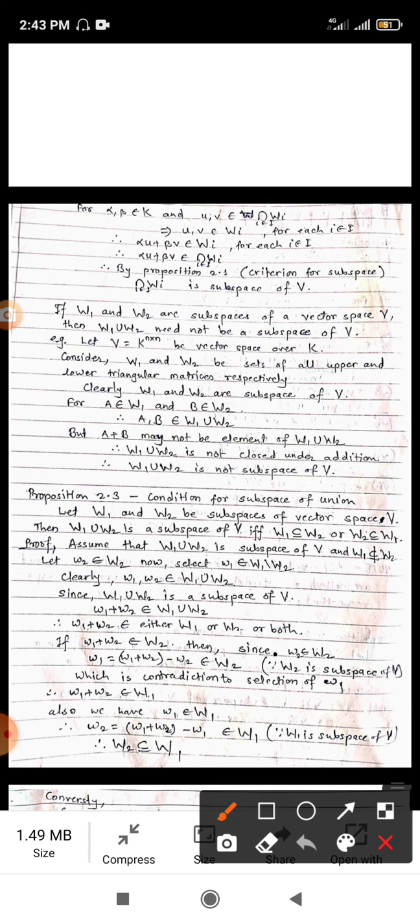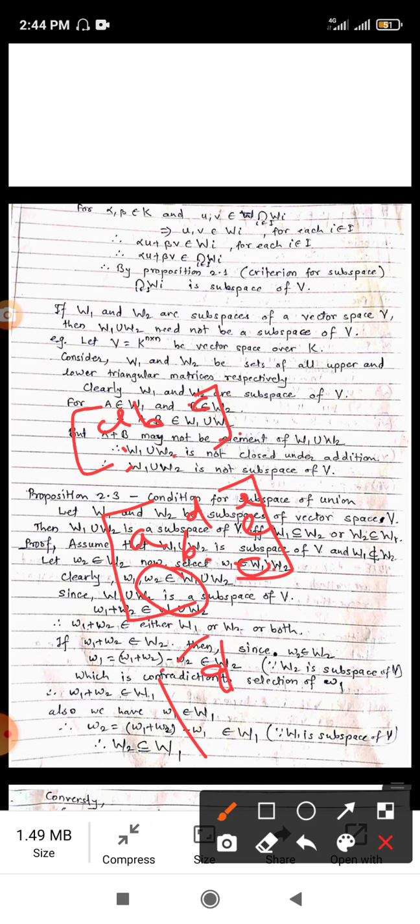What elements belong to W1? Vector space V contains n by n matrices with entries from K, A, B, C, D and so on, all n by n matrices. What about W1? W1 contains only upper triangular matrices, that is, entries on and above the diagonal are present, A, B, C and so on, D, E, F, and below the diagonal all entries are 0. And W2 is the lower triangular matrices. Therefore, in W2 we have D, E, F and so on, but above the diagonal the entries are 0.